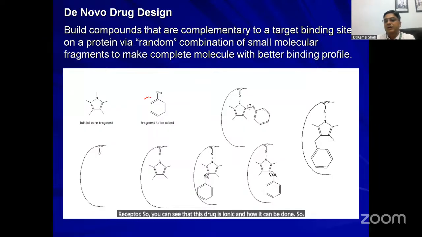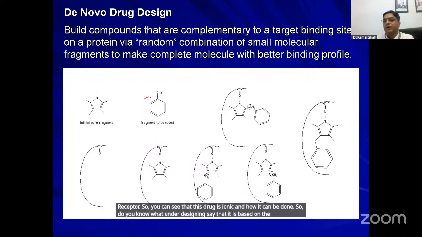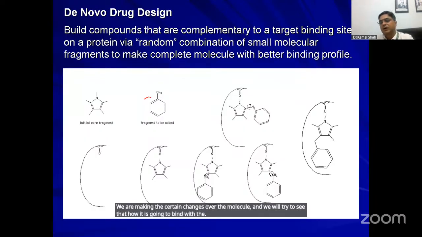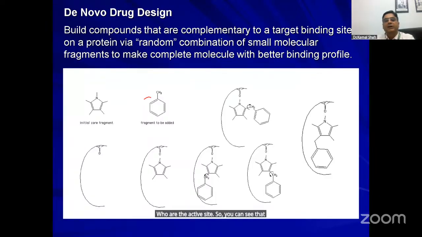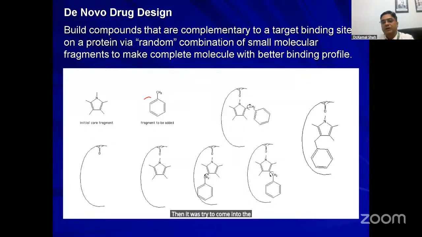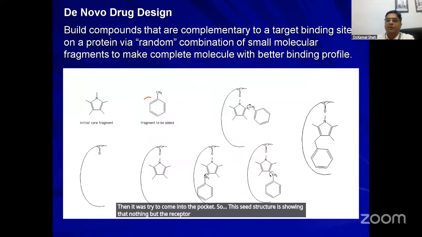De novo drug designing is based on a rational way of designing, starting with a smaller drug, making certain changes over the molecule, and trying to see how it is going to bind with the core or the active site. You can see that it started with a 5-member ring, then another ring was added to this 5-member ring, and then it was tried to come into the pocket. This seed structure is the receptor, and the molecule shown here is the selection of the drug molecule.